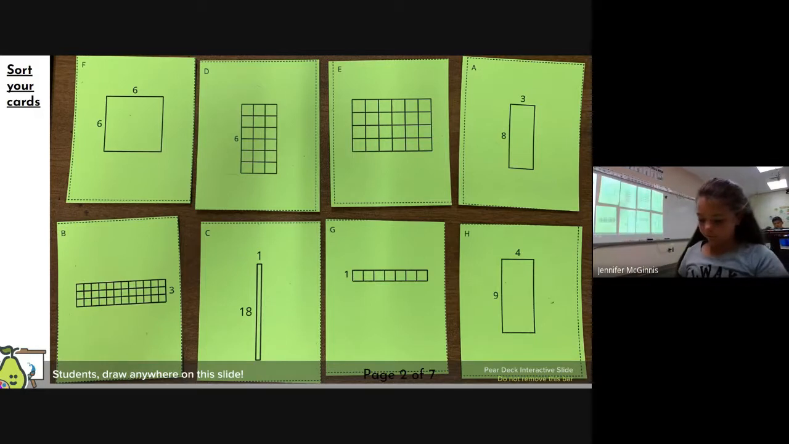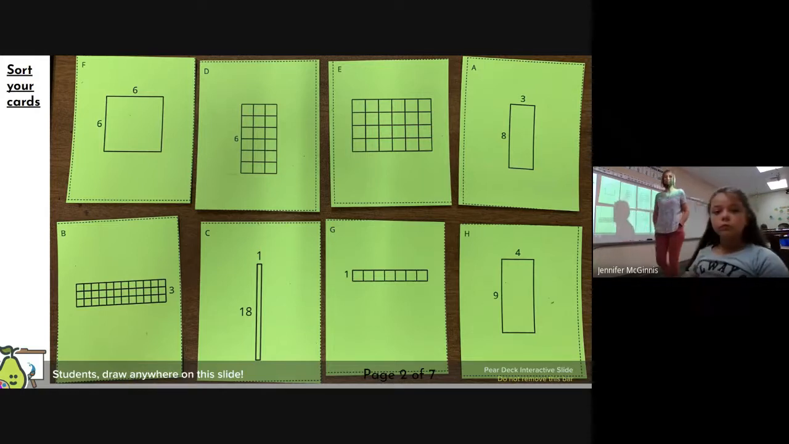Other ideas? What else do you think? Izzy? I said maybe for these ones, multiply them and see if that number matched up with any of the boxes. Okay, did you find any that match? We're still looking. Annabelle. By area. Annabelle wants to sort them by area.